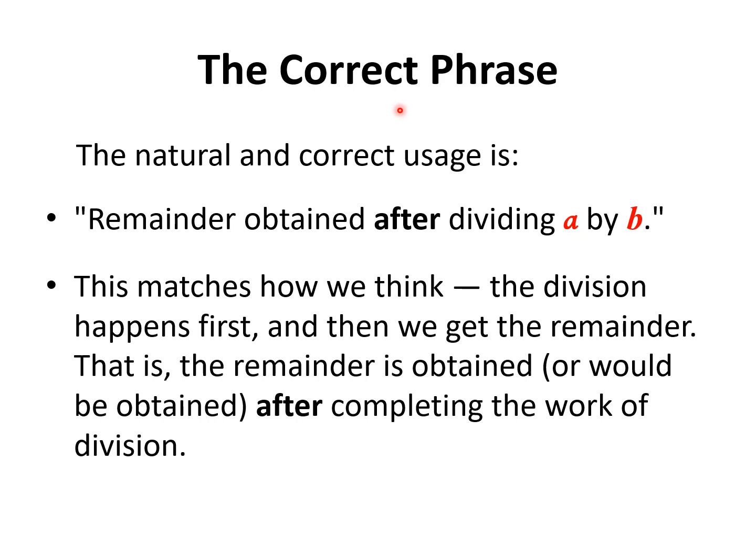According to AI, the natural and correct usage in mathematics is remainder obtained after dividing A by B. Why? Because this matches how we think. The division happens first and then we get the remainder. You get the remainder at the end of the process of division, when the division is completed. So the remainder is obtained after completing the work of division.